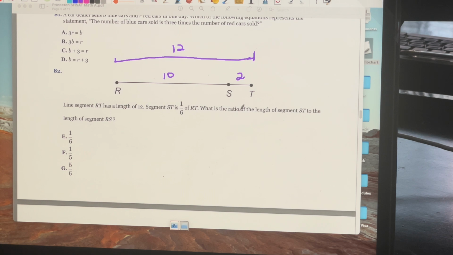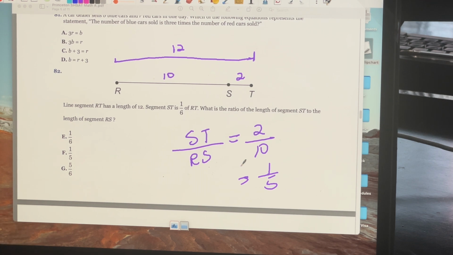What is the ratio of the length of the segment ST to the length of RS? That's what you're looking for. So ST is 2, and RS we know is 10, and obviously they simplified, so the answer is F. 82 is F.